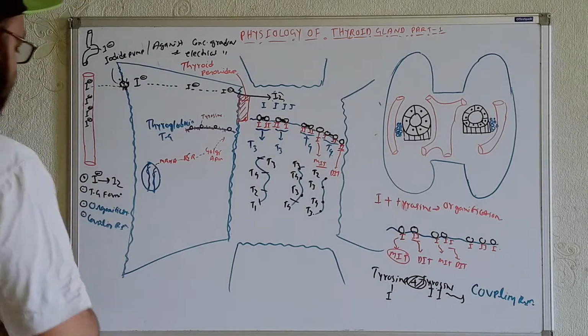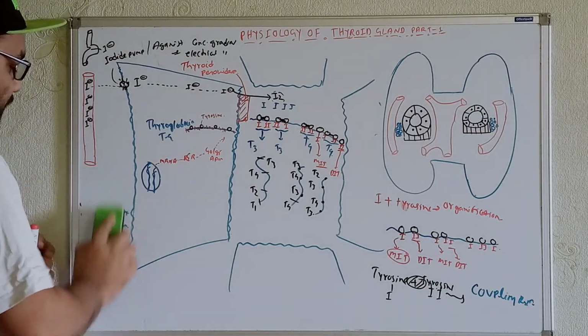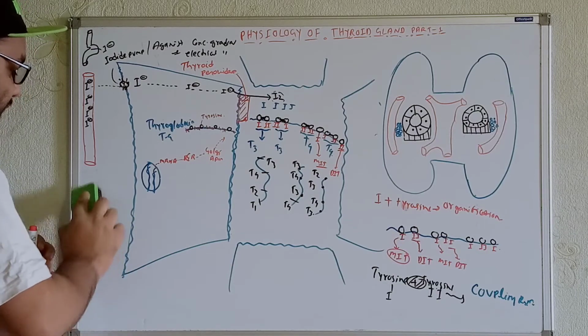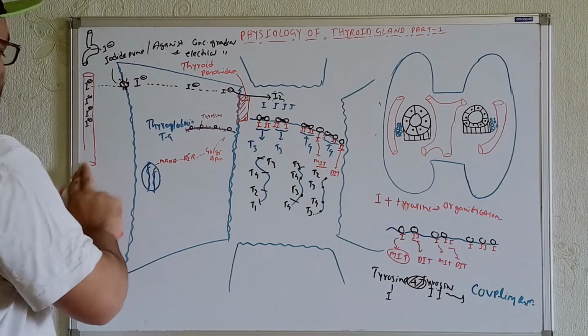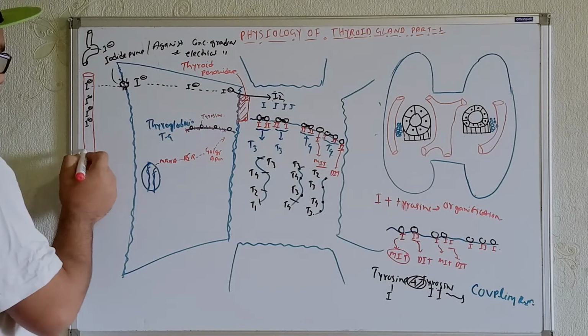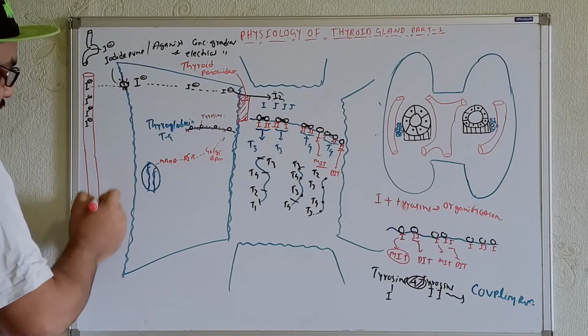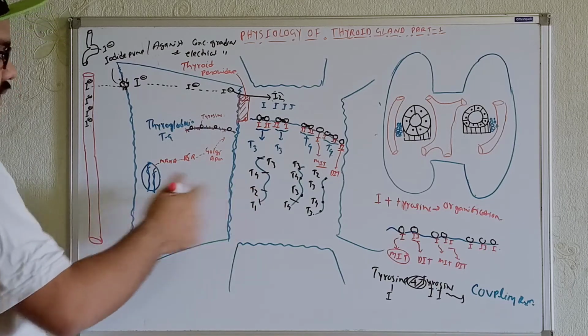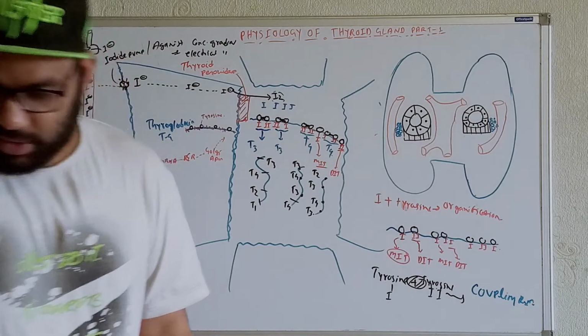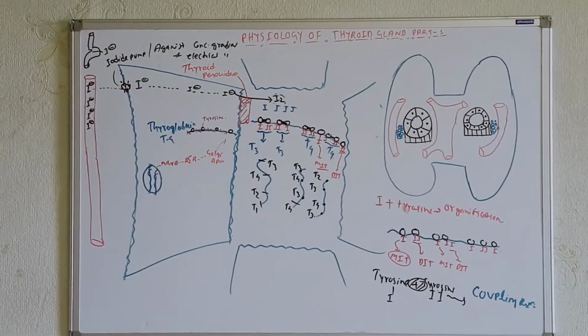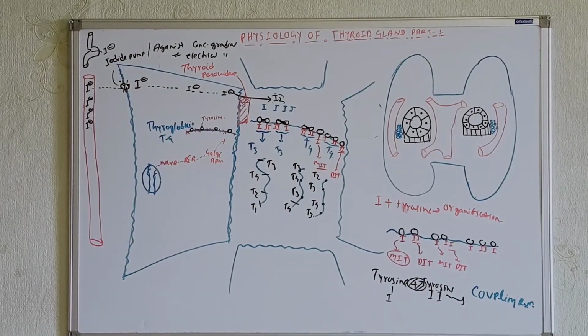I'm erasing this part, okay guys. For example, we need T3 and T4 within the blood circulation. Now, how do we get the T3 and T4 from here? That's the main thing.